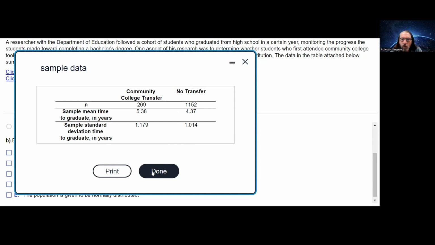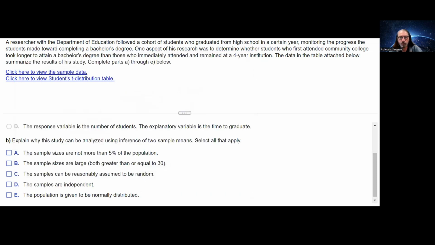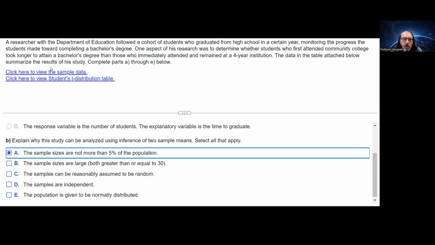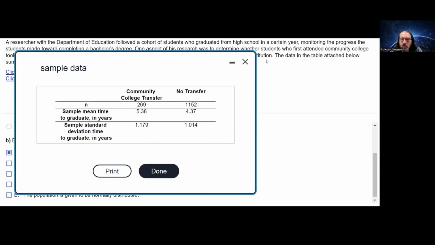And so what would be 1,152? What would that be 5% of? Kind of going backwards here since we don't have a population size given, but 23,040. There are universities that have 20,000 to 30,000 students. Okay, so it seems reasonable that the sample sizes are not more than 5% of the respective populations. Both of those were at least as big as 30.